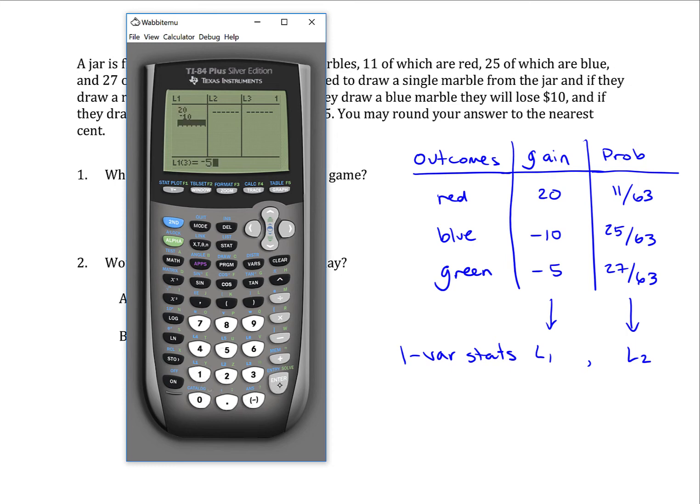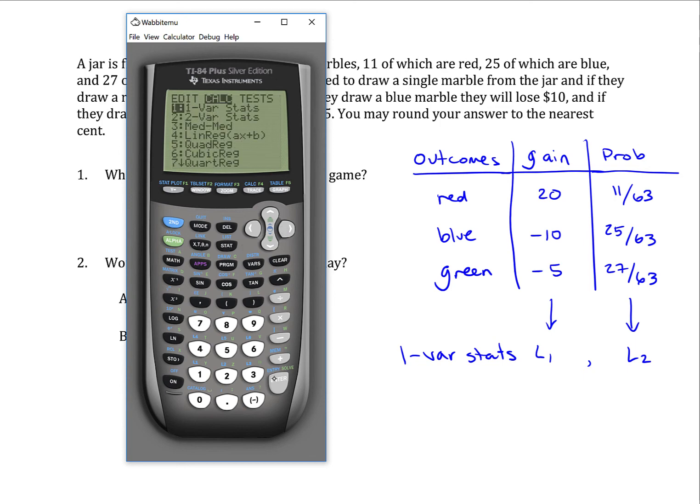20, -10, and -5 are my outcomes. For the probabilities, it's actually okay to put 11 over 63 as your probability, because the calculator will compute what that value is before entering it into the list. And the nice thing about that is you have more decimal places than you would if you had done the operation yourself and then copied the answer in, giving you a more accurate result at the end. So 25 over 63 and 27 over 63.